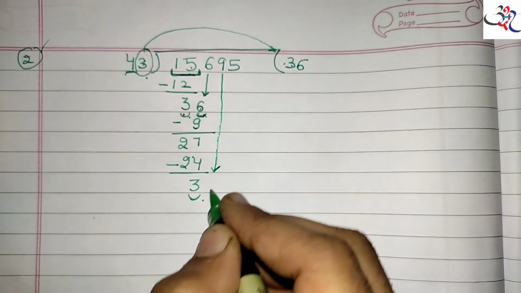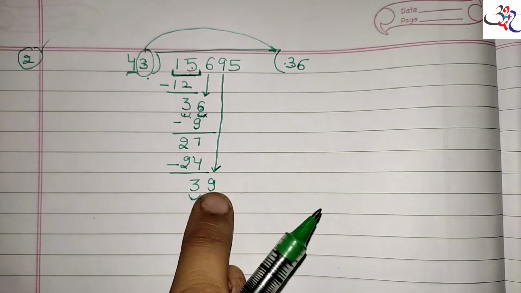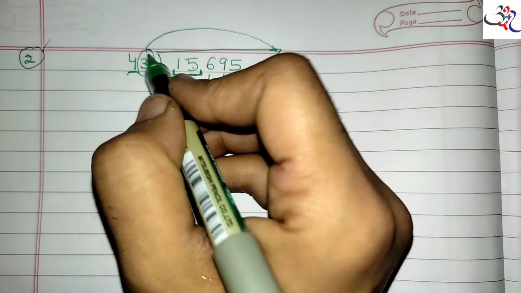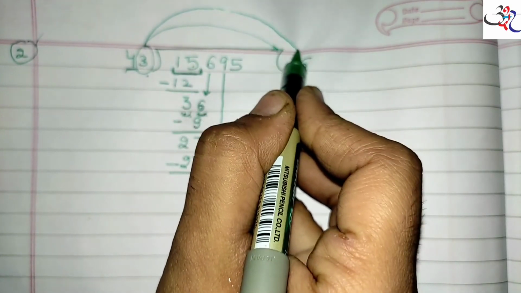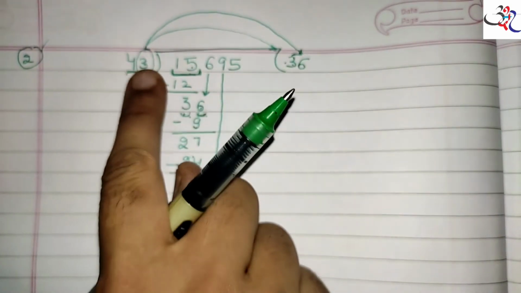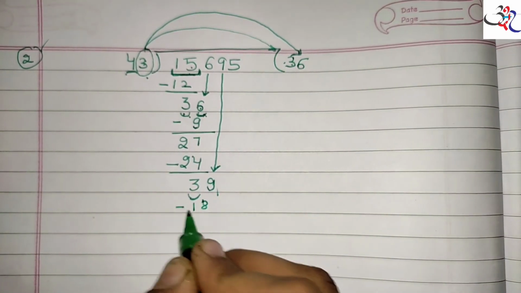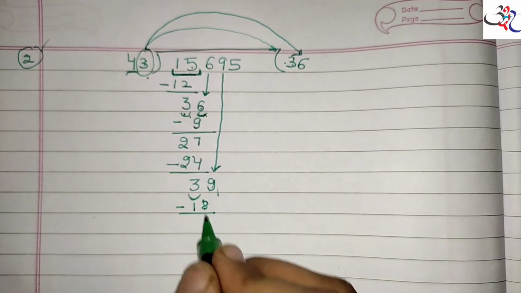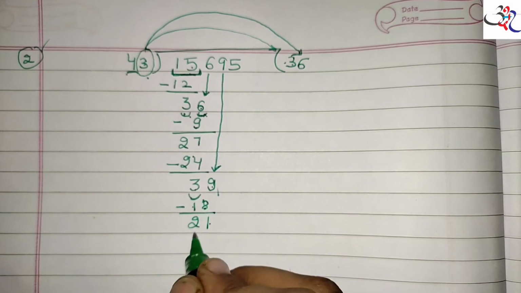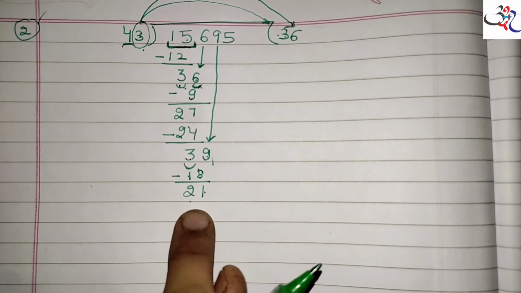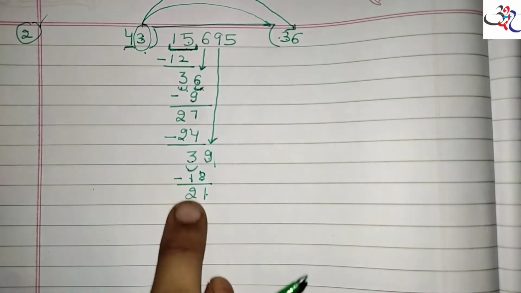Then I will take another number, which will become 39. Now I have taken another number, so what is my next step? My next step is, instead of going to the normal division, I will do the multiplication: 3 into 6 is 18, and do the subtraction. Here 9 minus 8 will be 1, and 3 minus 1 will become 2. So this is my 21. Check whether 21 is divisible by 4.